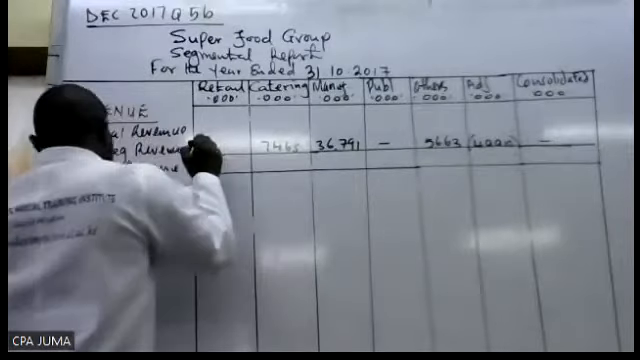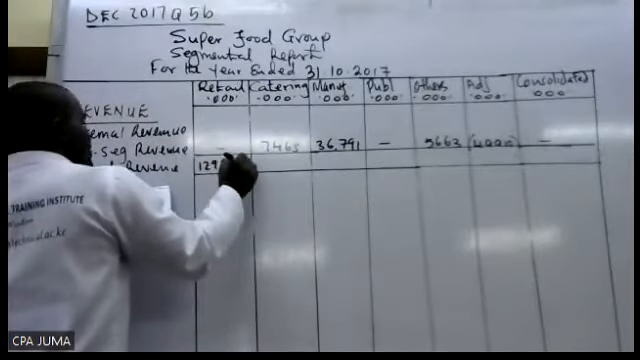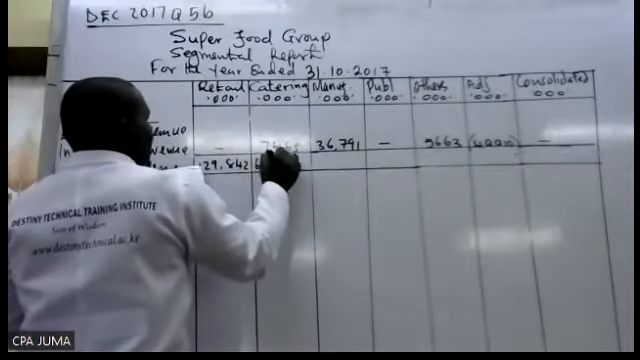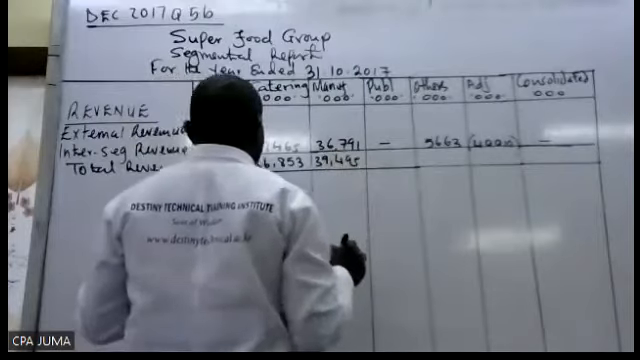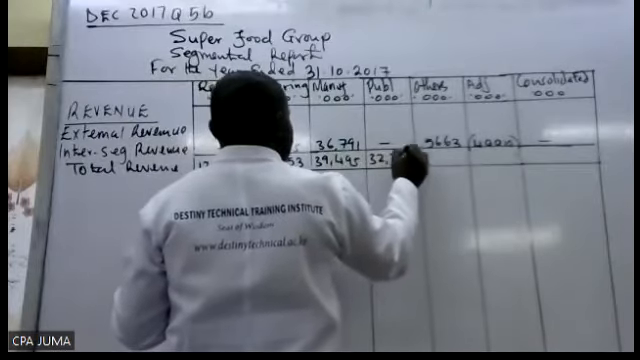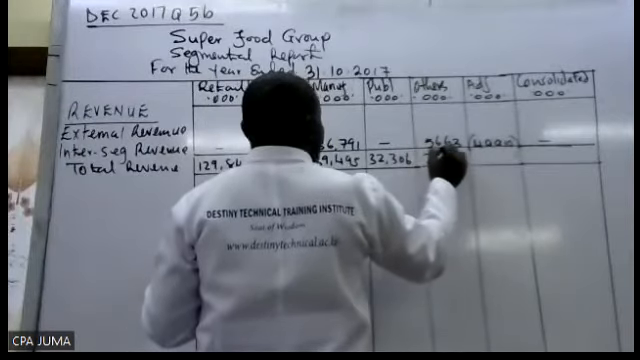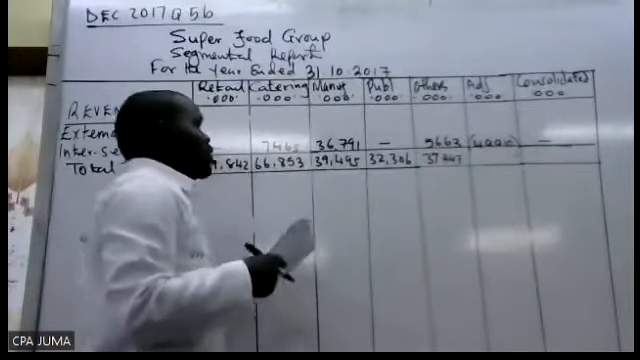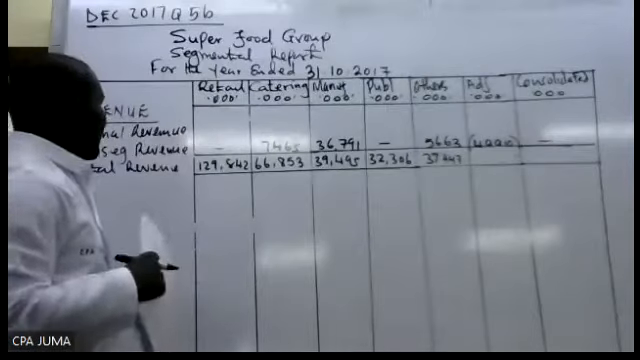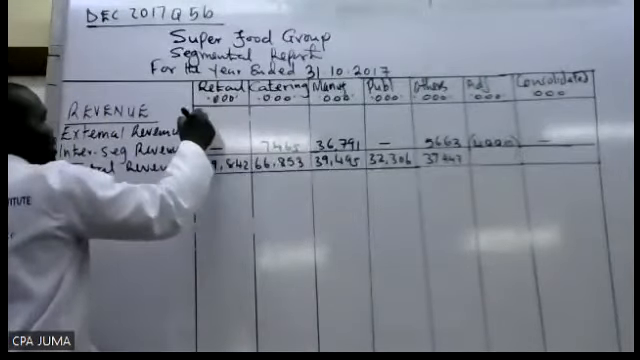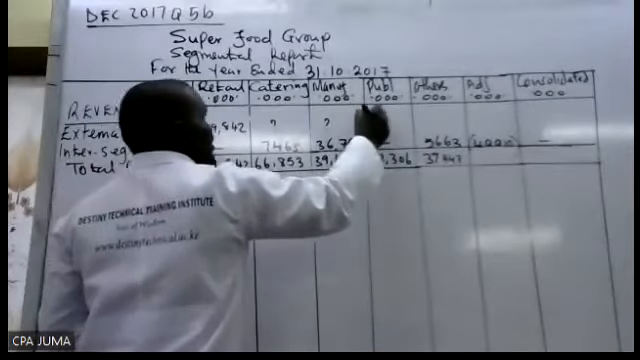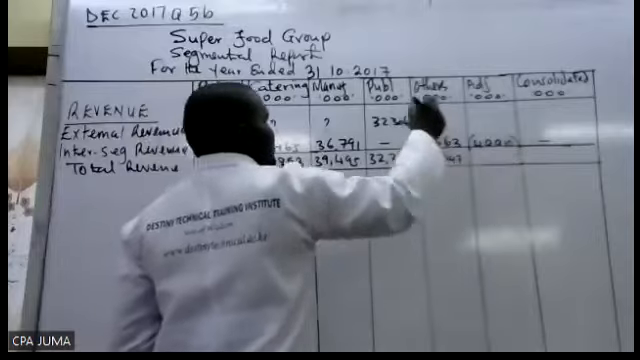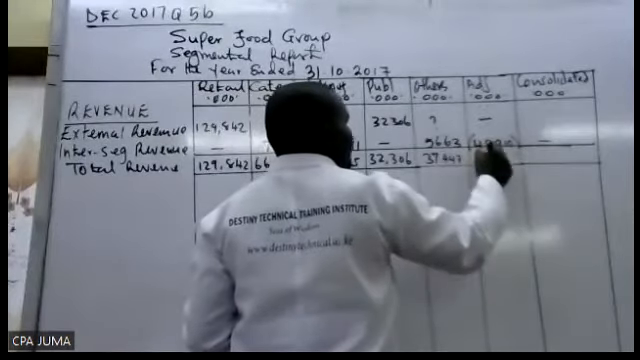So total revenue, the ones which we have been given: 129,842, 66,853, 39,495, 32,306, 37,447. So what you do, you work backwards to get what was the external. So this minus this will give you 129,842. This minus this, give me the answer. This one is 32,306. Here there will be nothing. So this is 49,919.